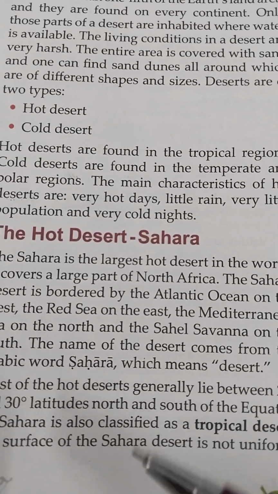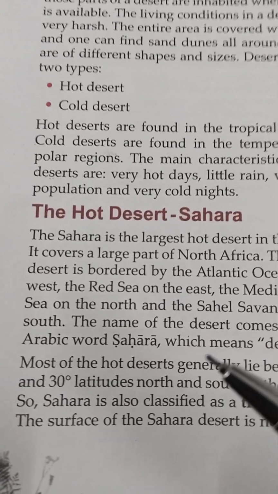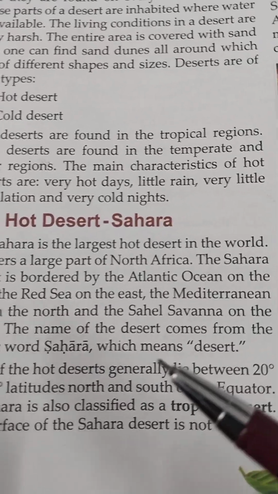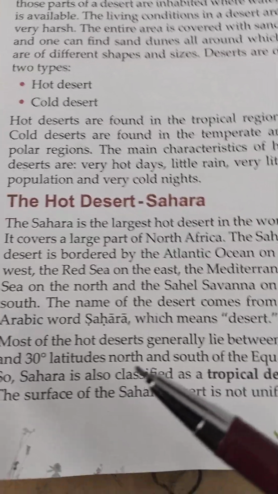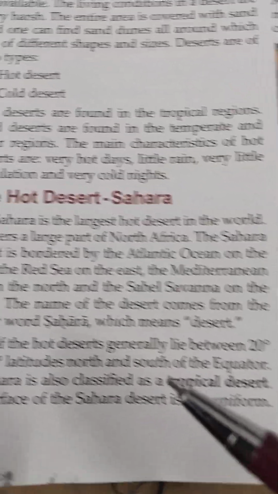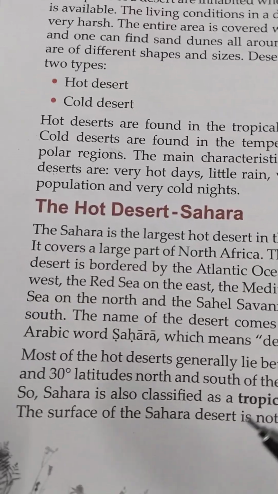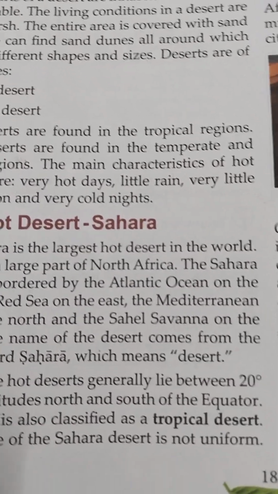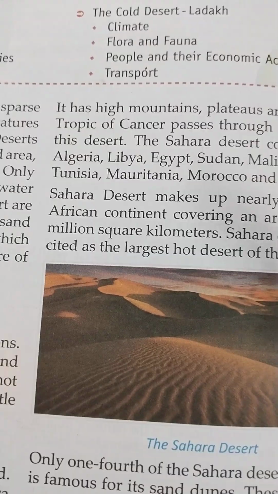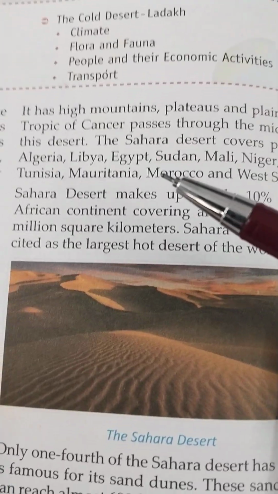The name of the desert, children, Sahara, has been derived from the Arabic word Sahara, which means desert. Okay. Now most of the hot deserts generally lie between 20 to 30 degree latitudes north and south of the equator. So Sahara is also classified as a tropical desert. The surface of the Sahara desert is not the same, it is not uniform, means equal everywhere. We find mountains, plateaus and plains in the Sahara desert. The Tropic of Cancer passes through the middle of this desert.